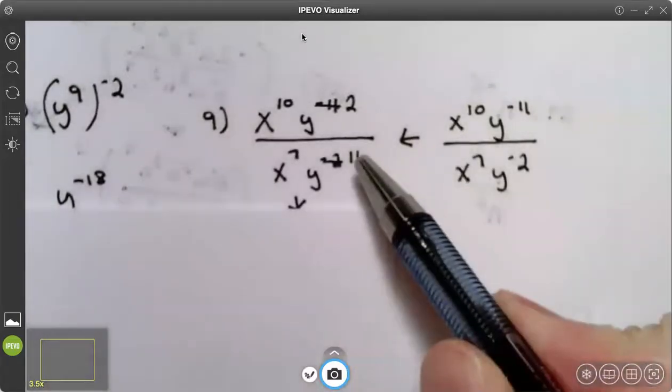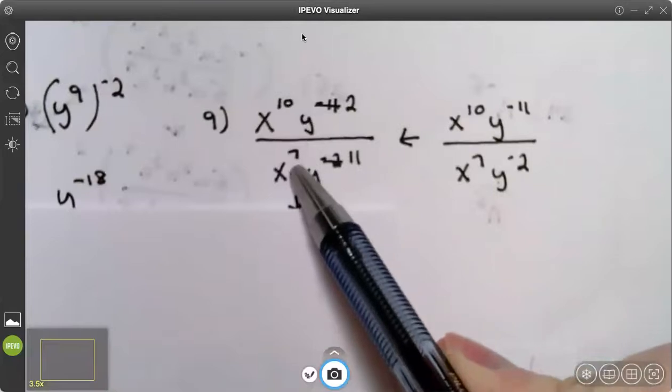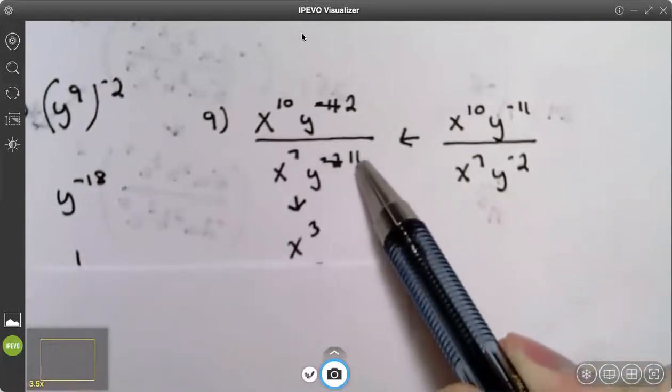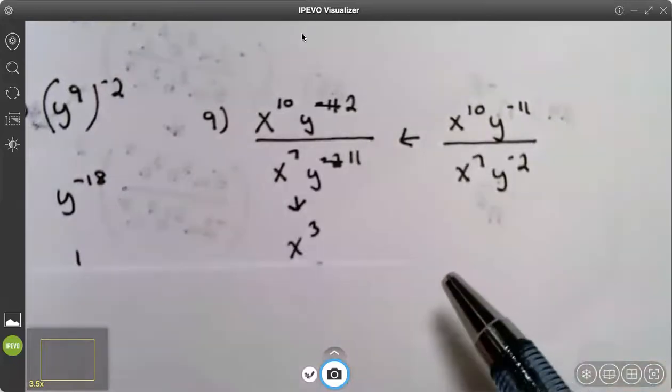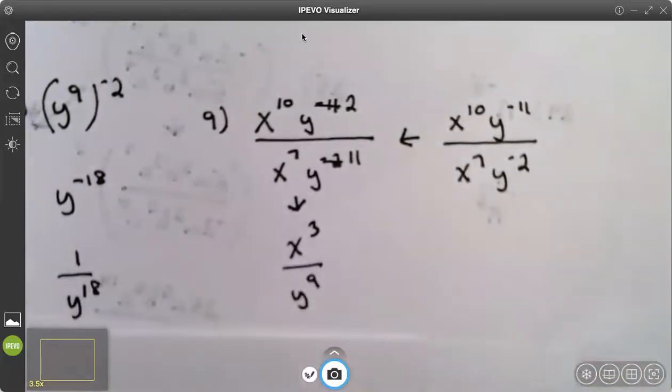But what I choose to do, I have 3 more x's on top than I do on bottom. So when I cancel them out, I'm going to end up with 3 x's on top. I have 9 more y's on the bottom than I do on top. 11 minus 2 is 9. So I end up with 9 y's on the bottom. And that's honestly the way I normally think about it. If I got more on top, I subtract and keep it on top. If I got more on bottom, I subtract and keep it on bottom.